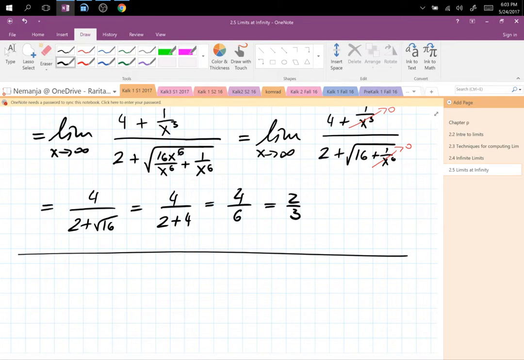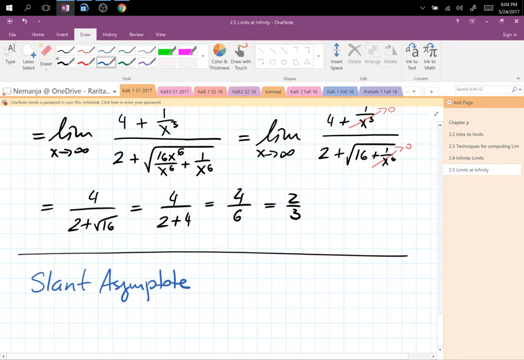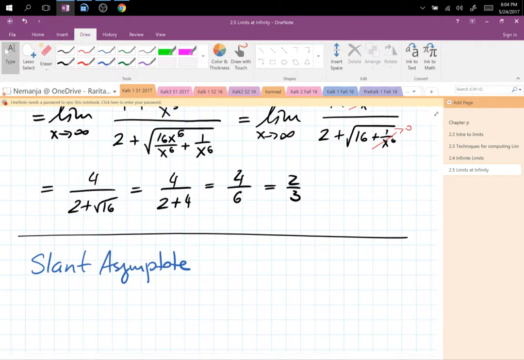Now, one more concept. We can use this for horizontal asymptotes, but we can also use it for end behavior. Oh, actually, wait, there's a slant asymptote as well. First off, slant asymptote happens only in one case. It's not a major stuff, but let's talk about slant asymptote for 17 seconds.